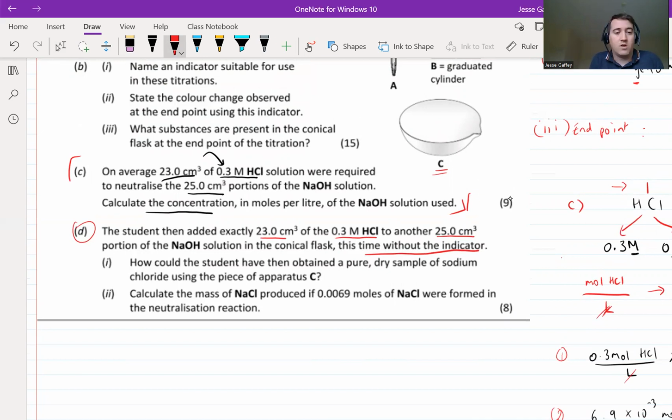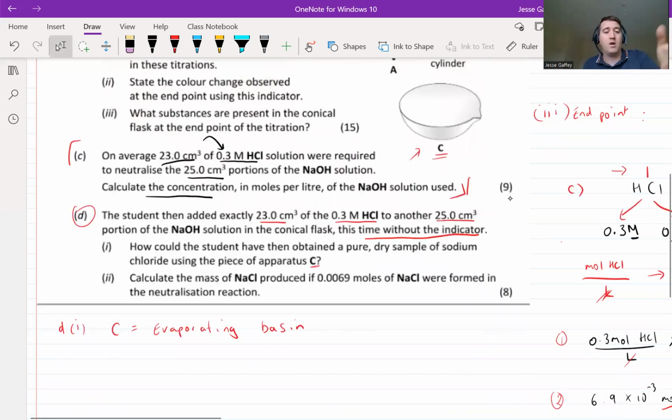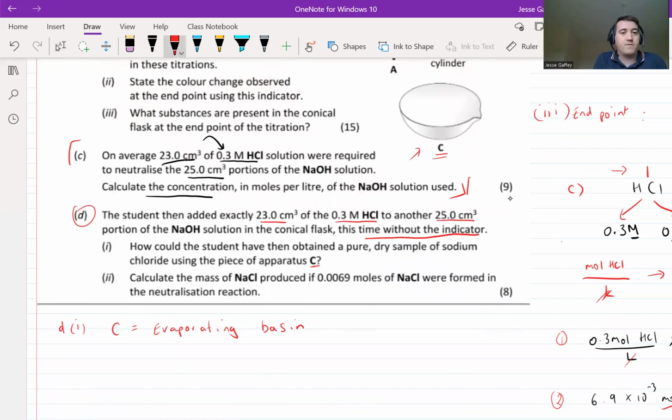So again, we're talking D part I. First of all, what is apparatus C? That's what I want you to write down. C equals, what is the name of this? Hopefully you know that this here is called an evaporating basin. So C is an evaporating basin. It didn't ask for that, but that's just a bit of revision from junior cert. How could the student have obtained a pure dry sample of the sodium chloride? Remember, at the end, they've got a conical flask that's got water and sodium chloride dissolved. How could they take that solution and get pure salt from it? Pause the video and write that down now.